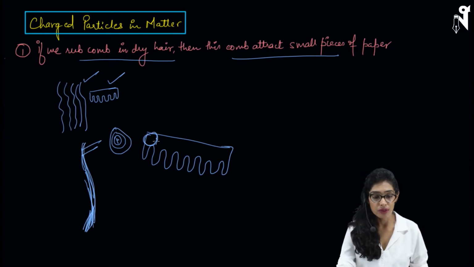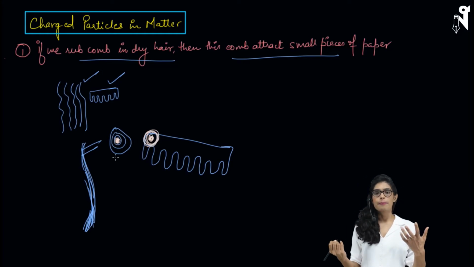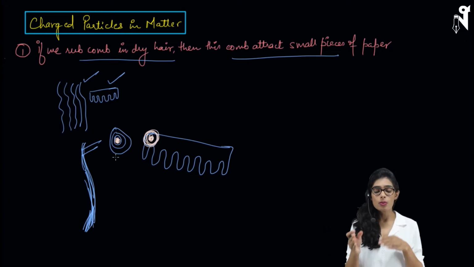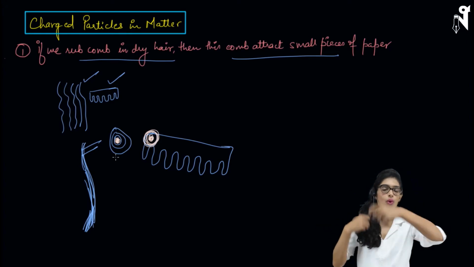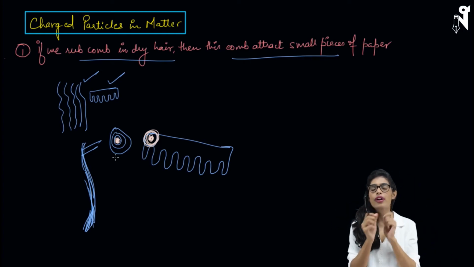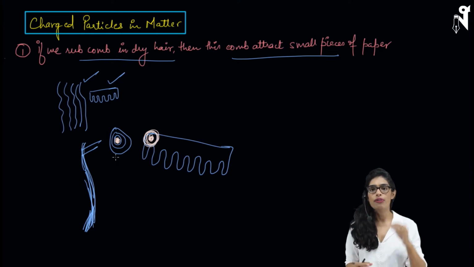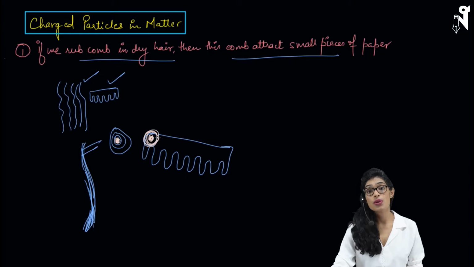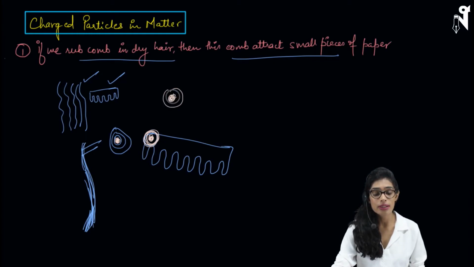So let me just draw the atom with a different color here. This is the atom, the center part is the nucleus and the outer are the other shells of the atom. So what happens is when you rub, or when you comb your dry hair through that comb, what exactly happens is due to friction or rubbing of hair and comb, the electrons which are present in the atoms of the hair. This is the nucleus, this is the atom, these are the atoms of my comb.